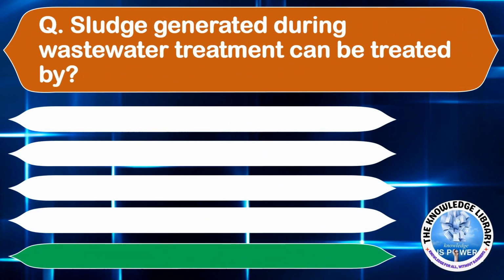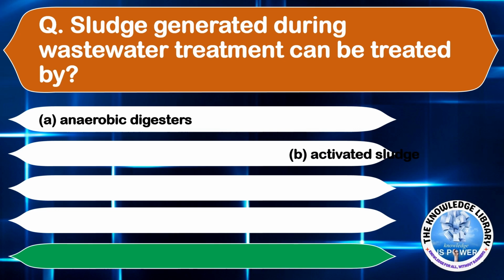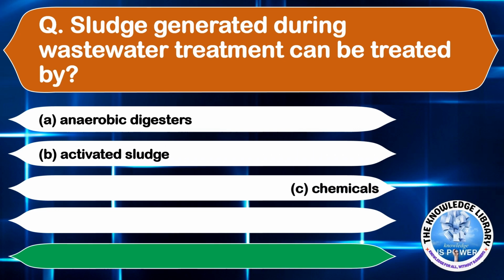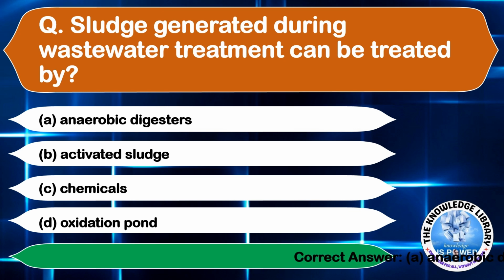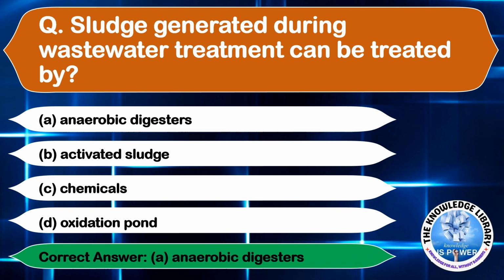Sludge generated during wastewater treatment can be treated by option A, anaerobic digesters. Option B, activated sludge. Option C, chemicals. And option D, oxidation pond. The correct answer is option A, anaerobic digesters. Moving on to the next question.